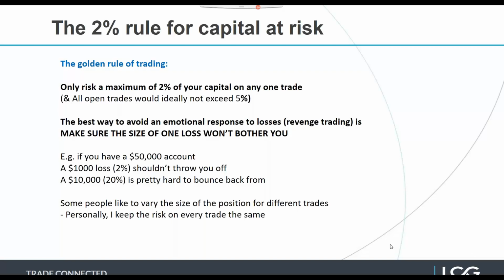Now, this is what I was talking about before. Some people like to vary the size of the position for different trades. That's all well and good. One example would be if you're feeling very confident about the trade, you'd risk 3%. If it's not the best setup, you risk 1%. Or if you've had a string of winners, you maybe risk more, or you risk less. Or if you've had a string of losers, you risk more, or risk less.